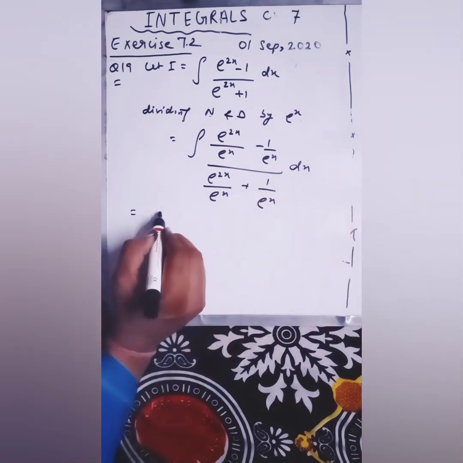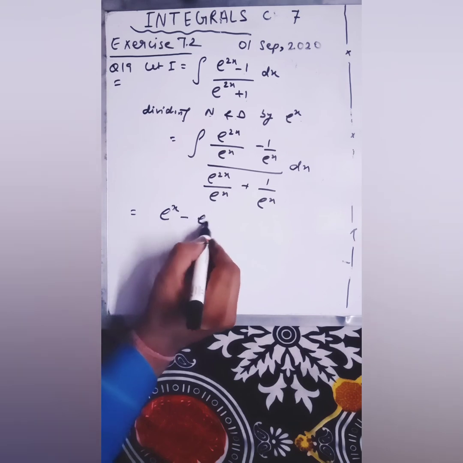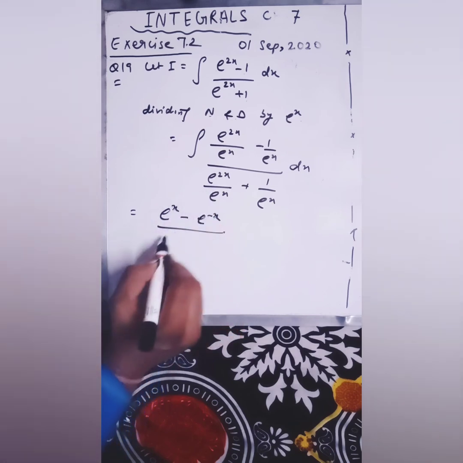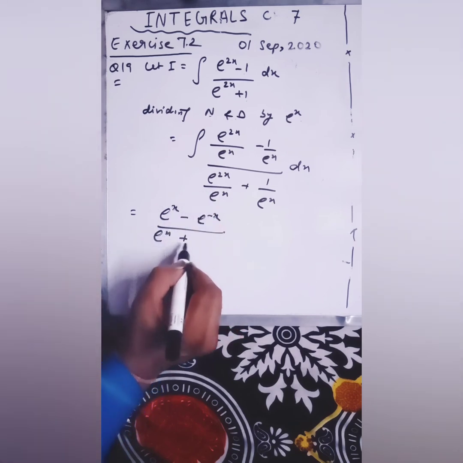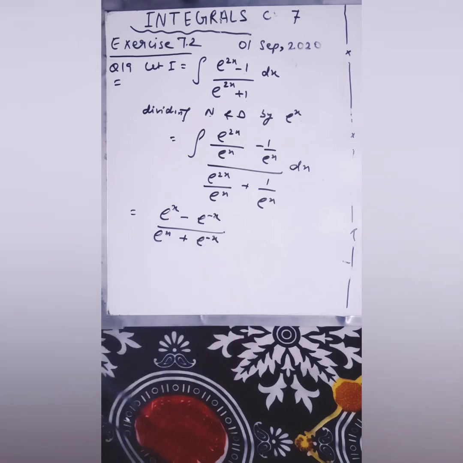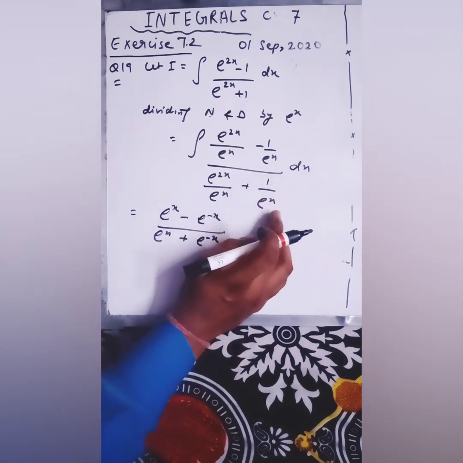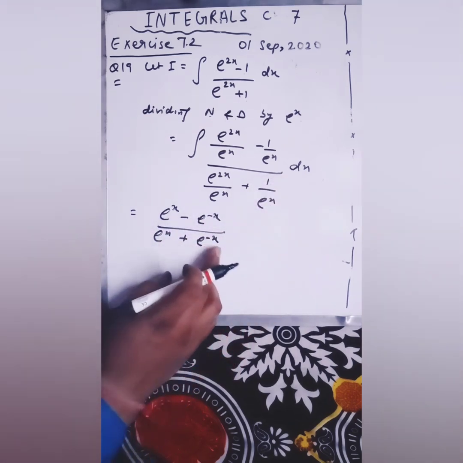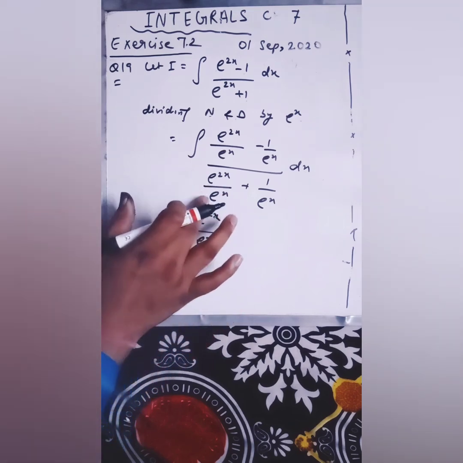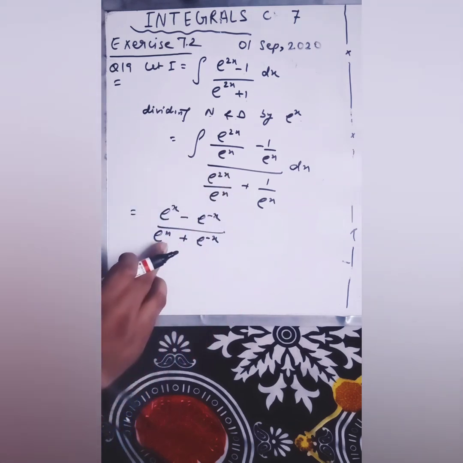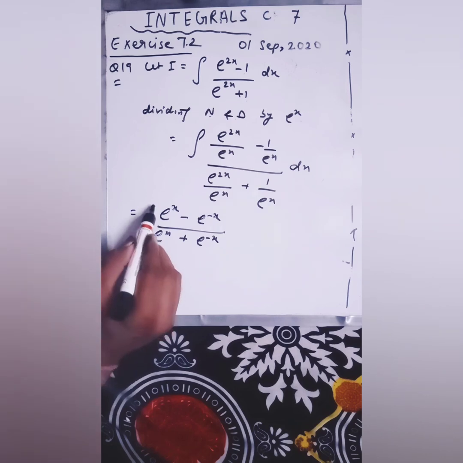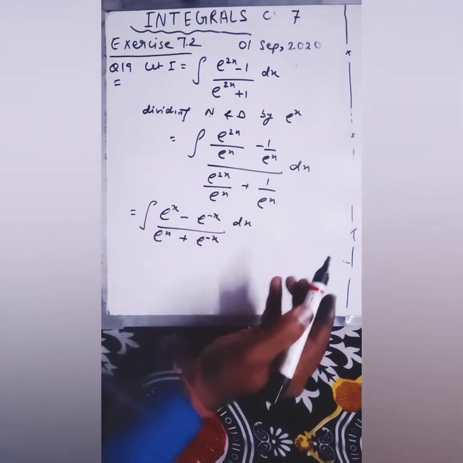In the next step, when you solve it, you will get e raised to power x minus e raised to power minus x in the numerator, and e raised to power x plus e raised to power minus x in the denominator. This 1 by e raised to power x can be written as e raised to power minus x, and here the bases are the same, so you subtract the powers. You will get that into dx.